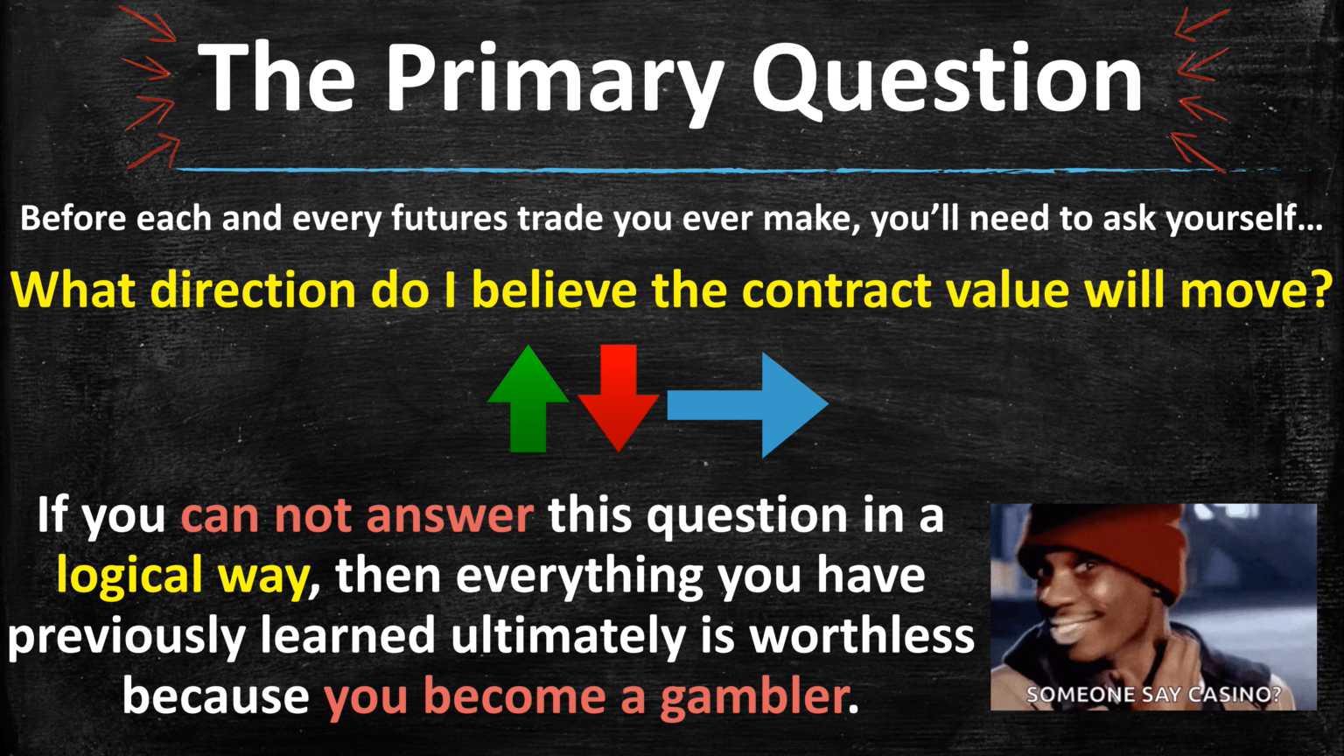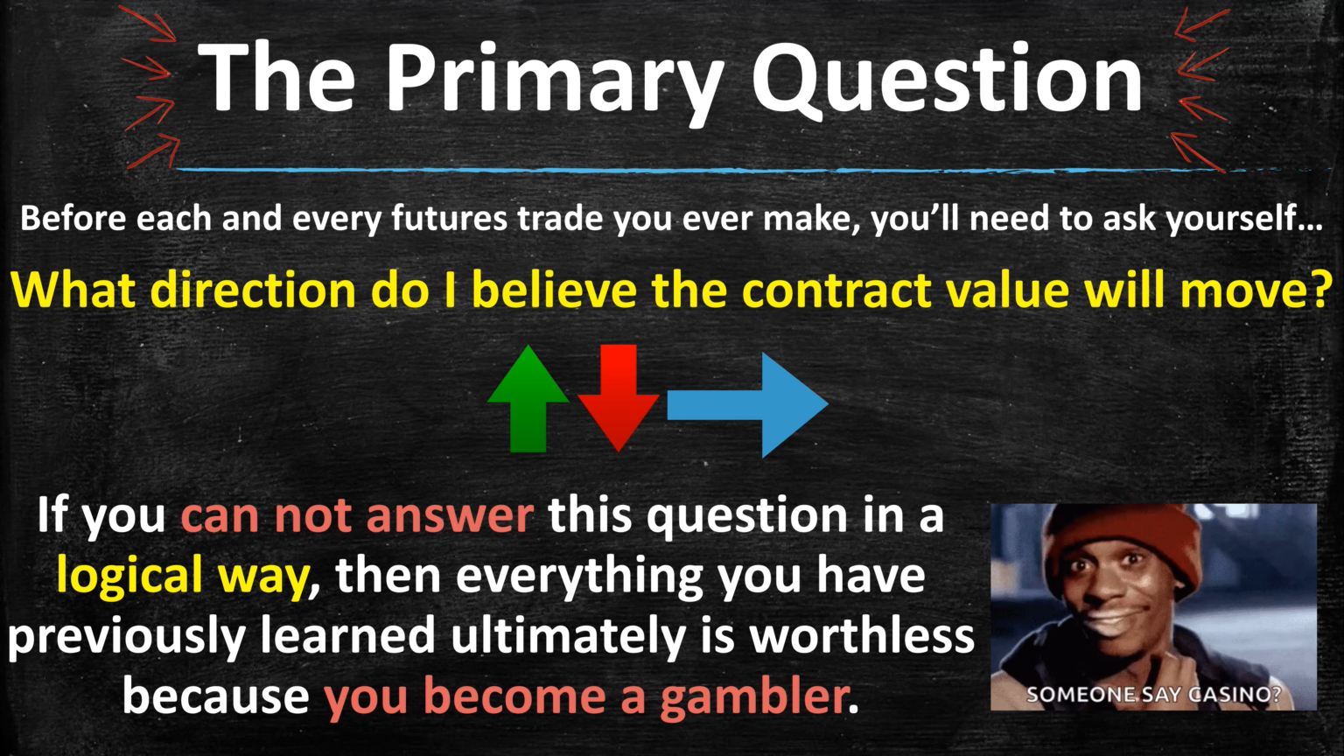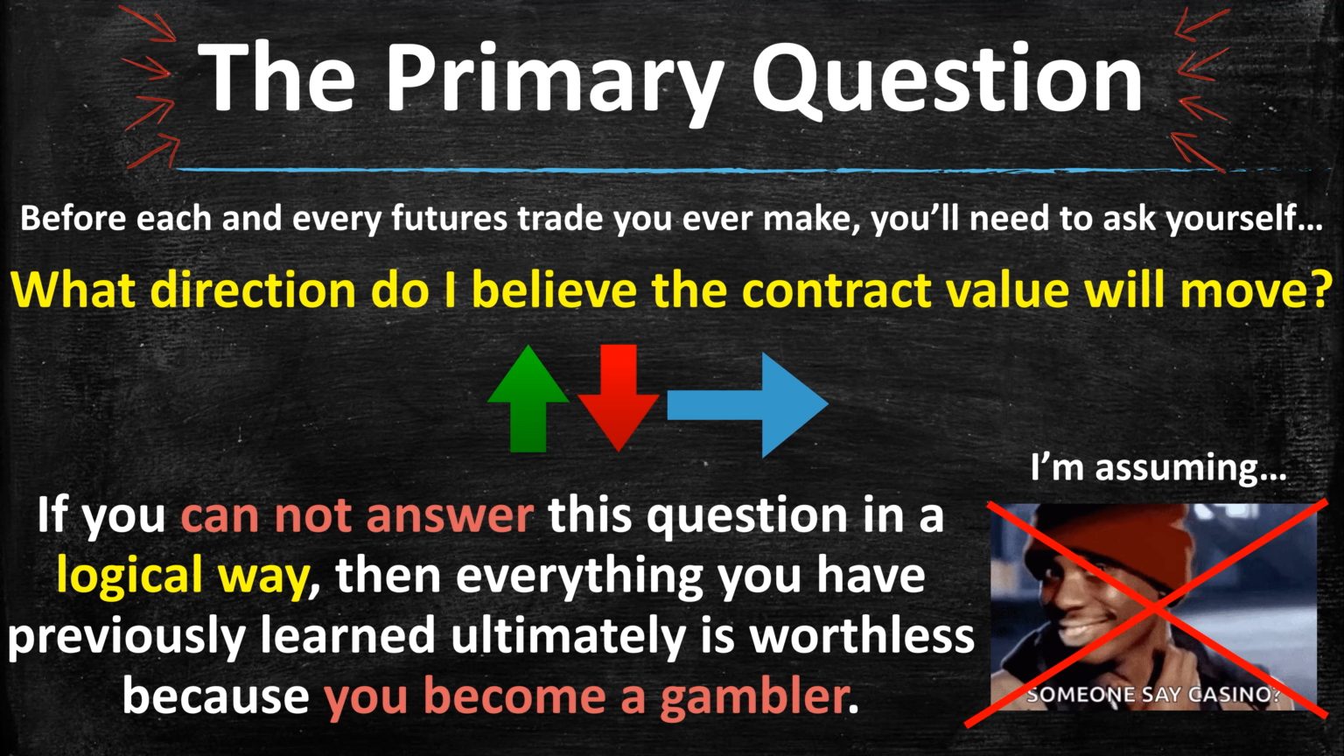If you cannot answer, in a logical way, what direction do I believe the contract value is going to move, then you're just a gambler, right? I mean, you're literally just saying, I don't know, let's just do this, and you roll the dice. I'm assuming this, though, that you don't want to be a gambler, that you want to treat this seriously, that you want to treat this as a business. So how can we answer that question? How do we go about answering that question so it's logical?